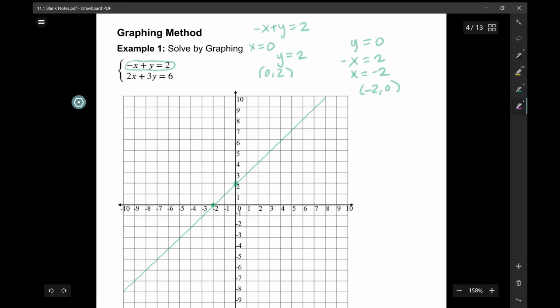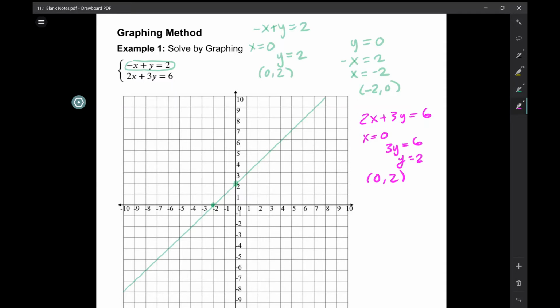All right, my next equation is 2x plus 3y equals 6. I'm going to do the same thing. I'm going to set x equals 0 and solve for y. That means 3y equals 6, or y equals 2. That's the point 0, 2. Well, that's interesting. And now we set y equal to 0. 2x plus 0 equals 6. X equals 3. So that's the point 3, 0.